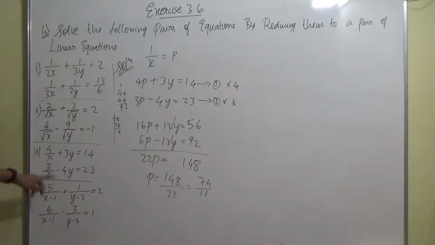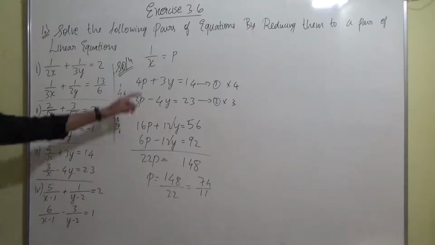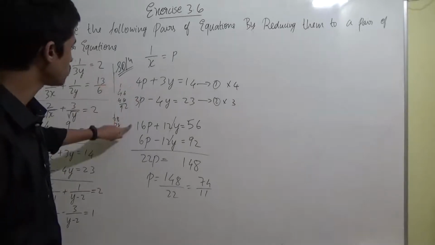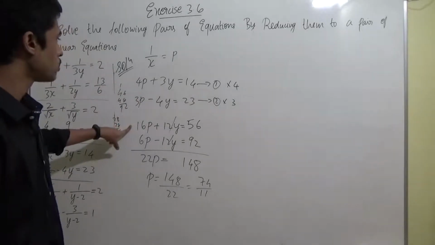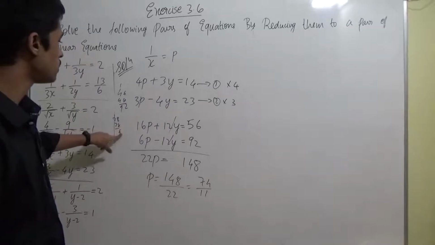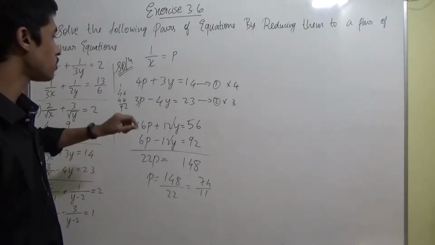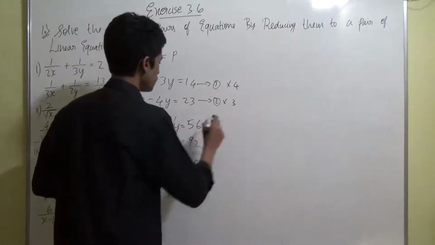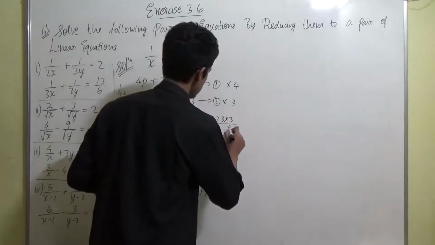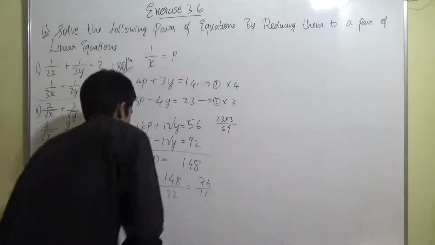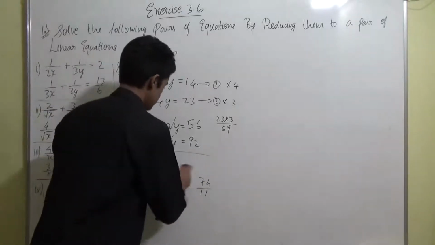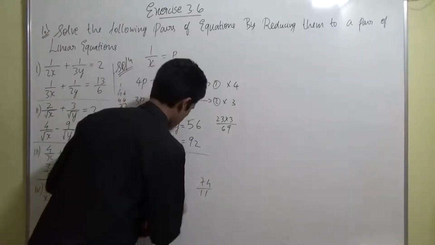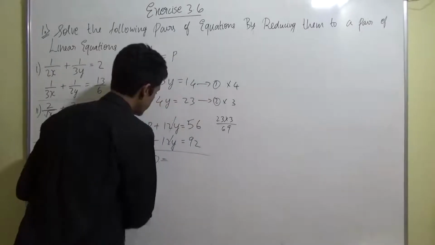So 4p plus 3y equal to 14, and then 3p minus 4y equal to 23. So I multiply the first equation by 4. It becomes 16p plus 12y equal to 56. Oh, I went wrong in one place, guys. This is into 3, right? I did into 4, so it became 92. So 23 into 3 is 69. Getting it? That was a small mistake which I did. Sorry guys.